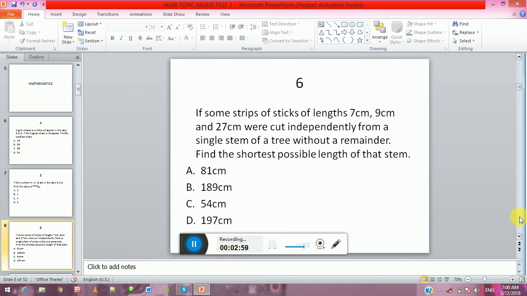If some strips of sticks of length 7 cm, 9 cm, and 27 cm were cut independently from a single stem of a tree without a remainder, find the shortest possible length of that stem. A. 81 centimeters. B. 189 centimeters. C. 54 centimeters. D. 197 centimeters.